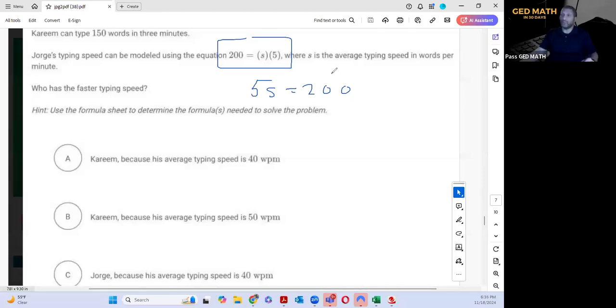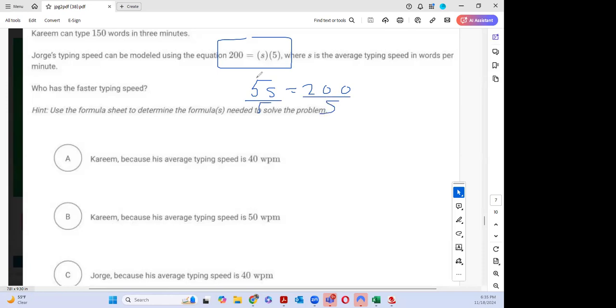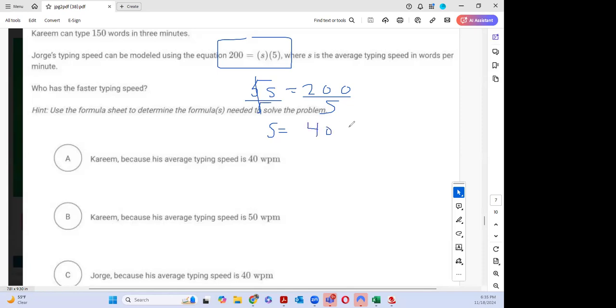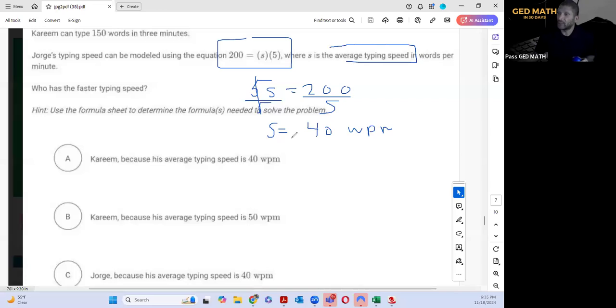5s equals 200. In order to get s by itself, what do we need to do? Division. Divide by what? Divide by 5. Whatever we do on one side, we do on the other. The two 5s cancel. We have s equals, what's 200 divided by 5? 40. So s is the average typing speed. So Jorge types 40 words per minute.